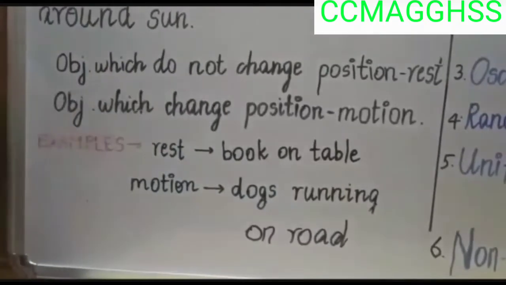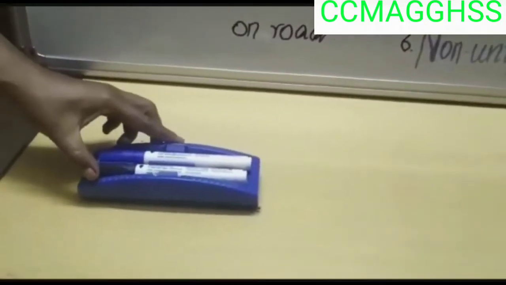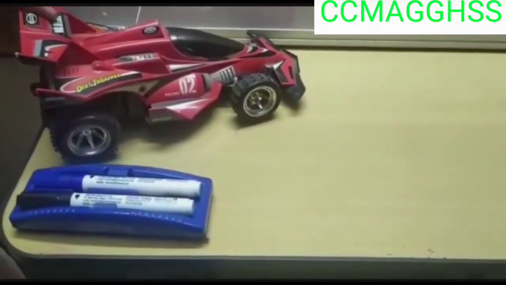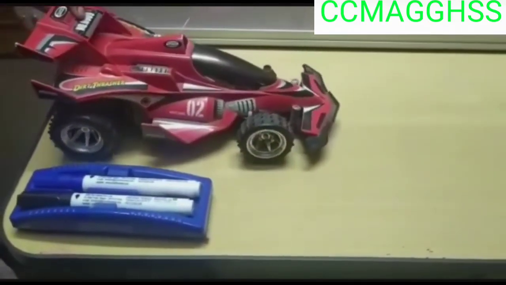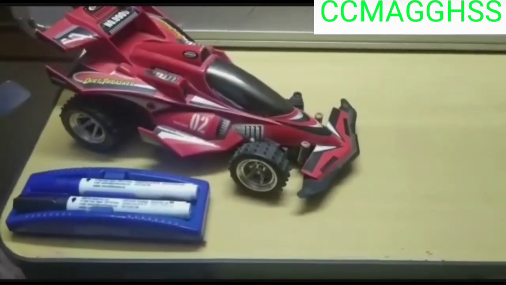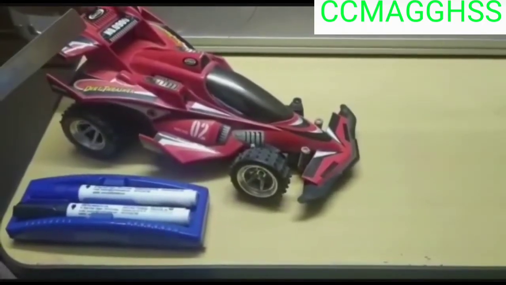Now, for an example, I am taking this duster. This duster is kept on the table and it does not change its position, and hence we can say this duster is at rest. Whereas for an object to move, we can take this car. Initially this is at rest. It does not move. But when it changes its position, we say it is in motion. So these are good examples for an object at rest and an object in motion.